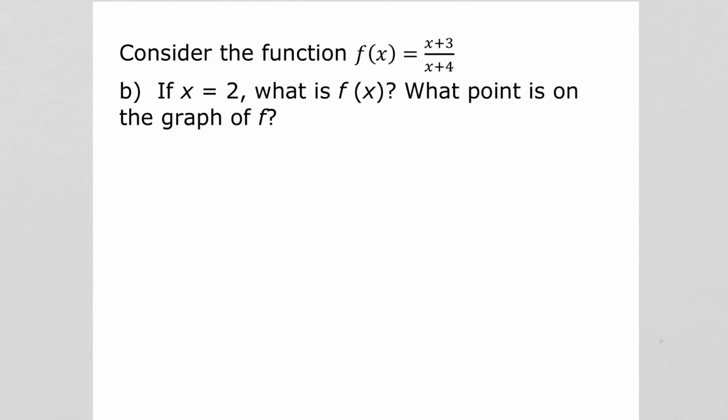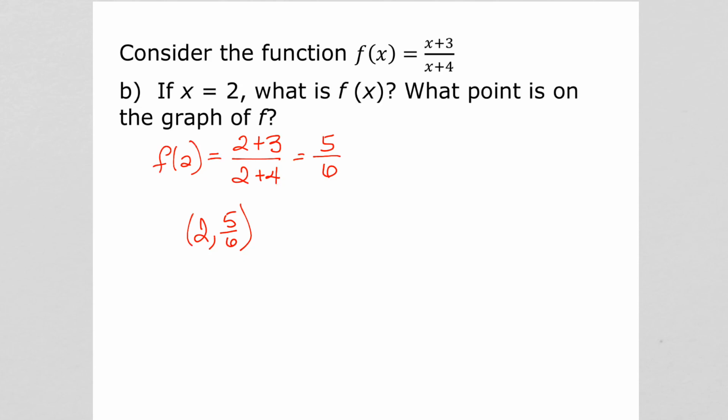Here, if x is 2, what is f of x? So what we're doing here is we're finding f of 2. We just plug in an x of 2, and we get 5/6. So f of 2 is 5/6. What is the point where x is 2? Well, the point would be (2, 5/6), where the x value is 2 and the y value is 5/6.